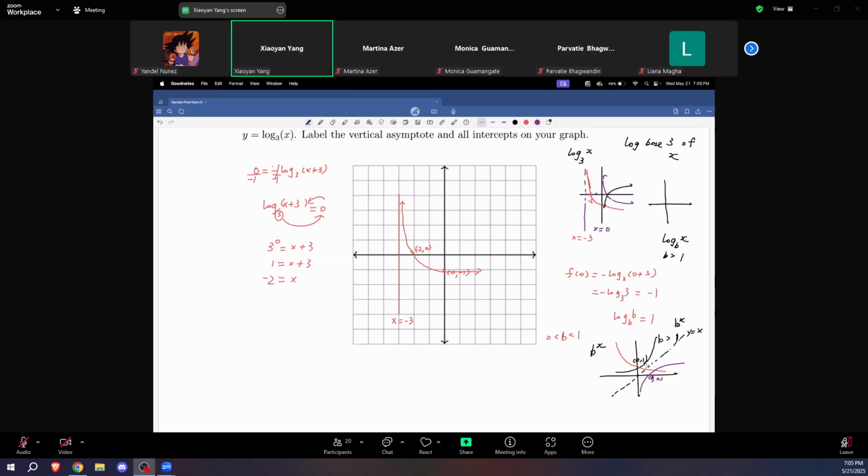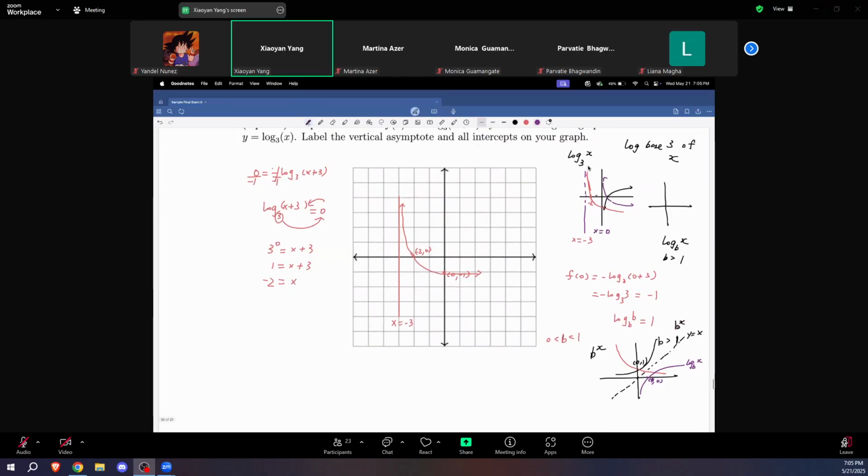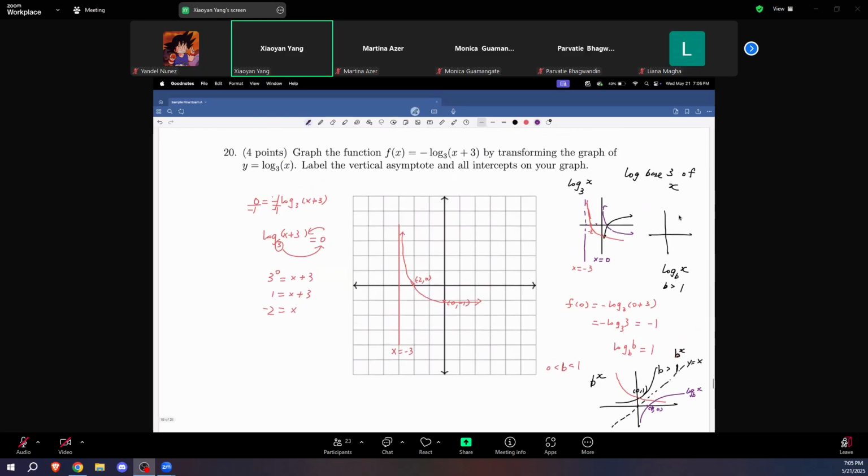So if you want to know this, if this is increasing for exponential b to the x, then the purple one is log base b of x. So right now we go back to there. What about log base 3 of x? It will be the same shape as the purple. That's a purple. So last time I just drew this black one. It's to remind you this black one represents log base 3 of x.